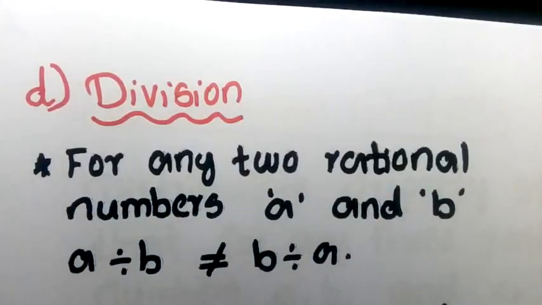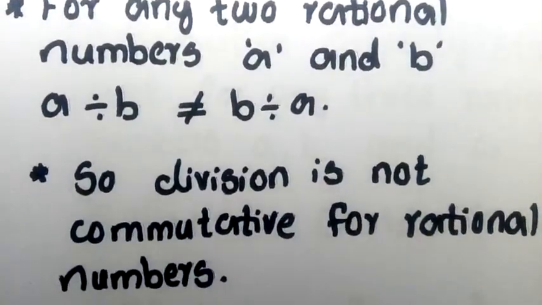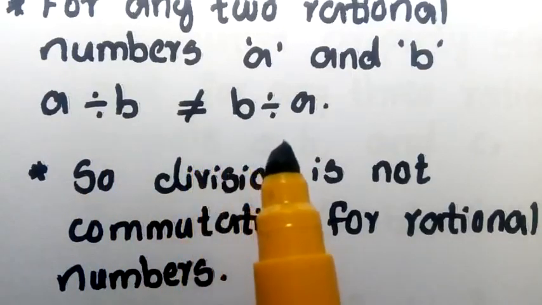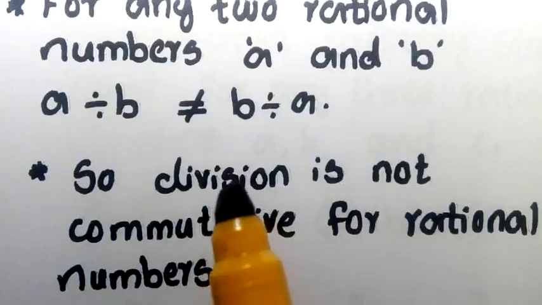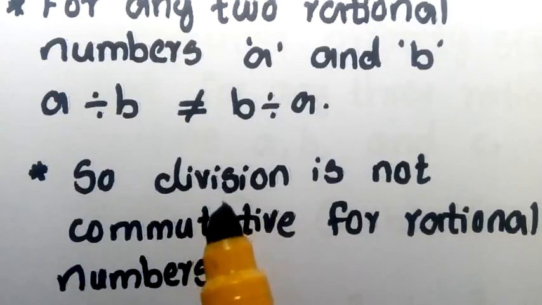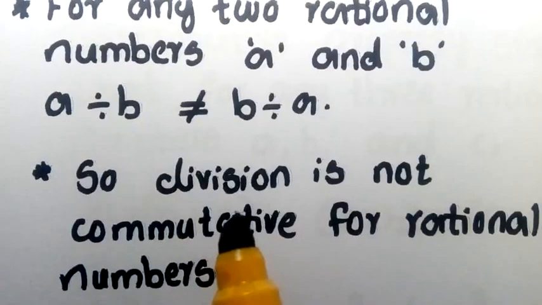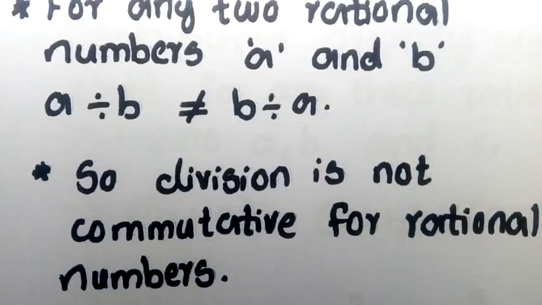Next we will check rational numbers are commutative under division or not. For any two rational numbers a and b, a divided by b not equal to b divided by a. Check it by yourself. So, division is not commutative for rational numbers because a divided by b is not equal to b divided by a. So children, now we discussed commutative property for rational numbers. We found rational numbers are commutative under addition but not commutative under subtraction. Also, rational numbers are commutative under multiplication but they are not commutative under division.